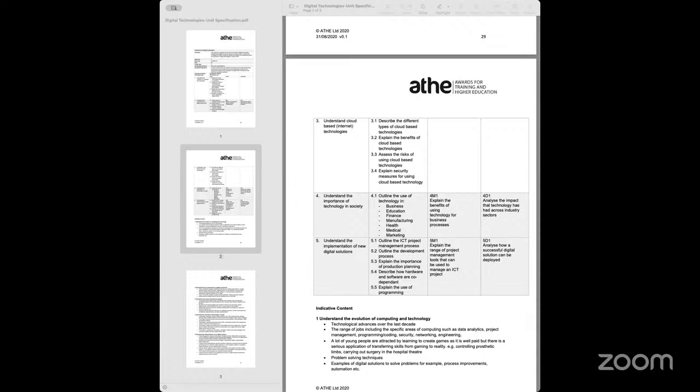Then we look at the use of technology in healthcare education. There is an article which I will provide, which will give you a snapshot and a summary of how technology is being used in this particular sector.